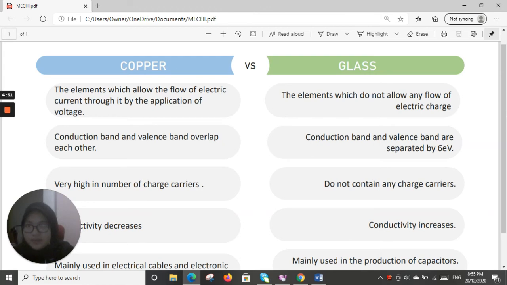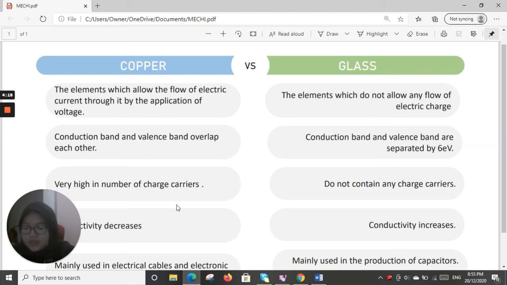We'll be explaining to you about the comparison between conductor and insulator. So here we have copper to represent the conductor and glass to represent the insulator. The major difference between conductor and insulator can be defined by the flow of charges of the particles under the influence of electric field. If we look at the definition itself, conductors are elements that allow the flow of electric current through them by the application of voltage, but the insulator does not allow any flow of electric charge.